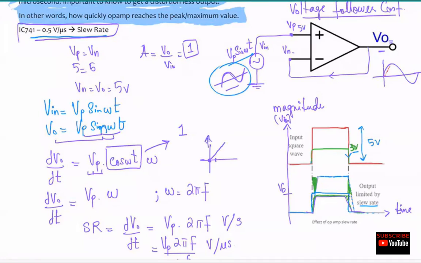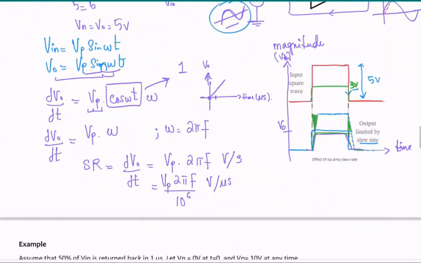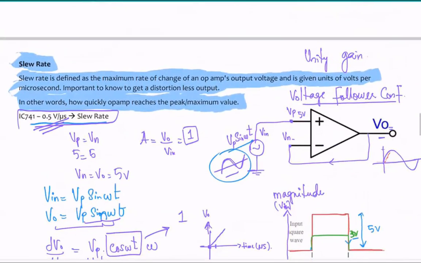So you have this magnitude of the output voltage, and then you have time here in microseconds. So it's slowly rising. You cannot exceed this. It's constant. It's something that is internal to the chip, to the IC. So this is kind of an introduction to what slew rate is.